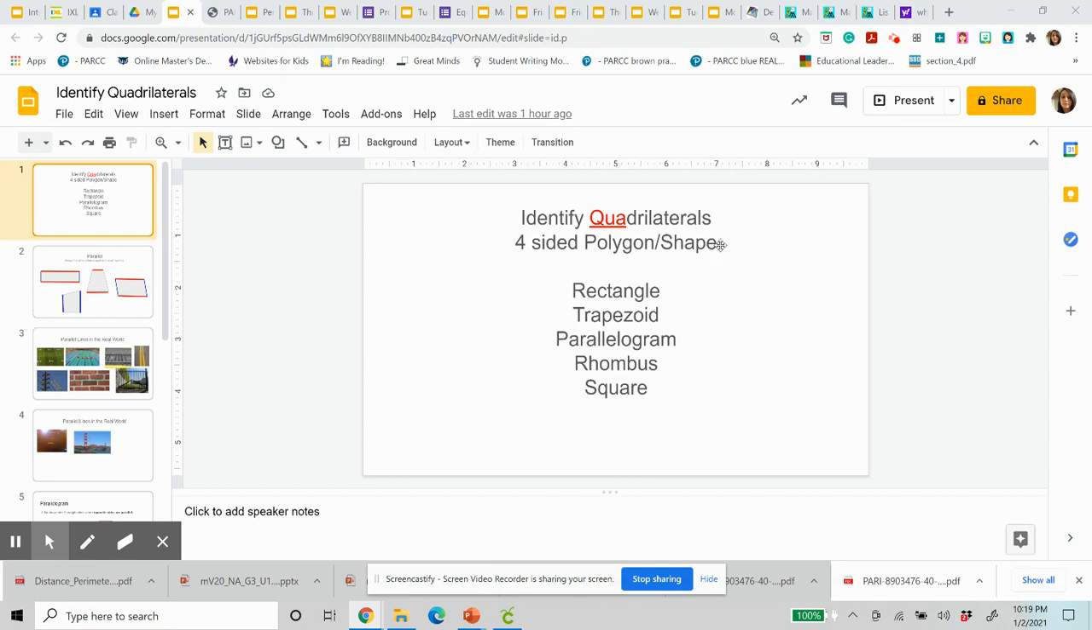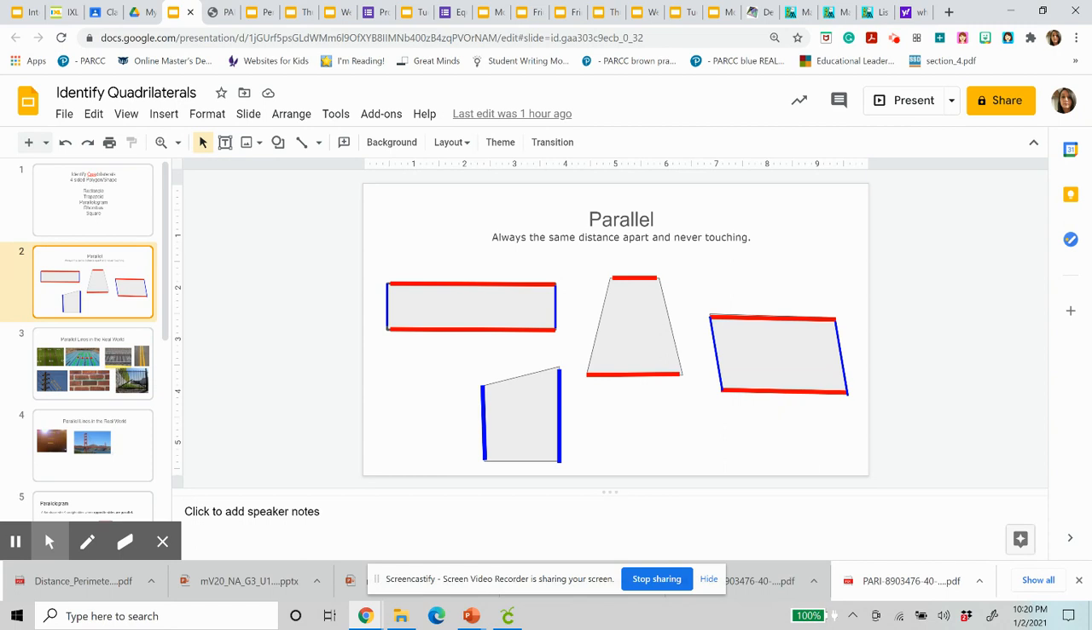A couple that you would know right off the top would be a rectangle and a square. Trapezoid, parallelogram, and a rhombus. So these are all quadrilaterals. So let's explore what makes them different from each other. But first we kind of have to go over what parallel means.